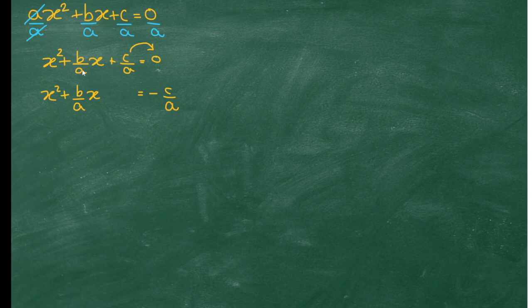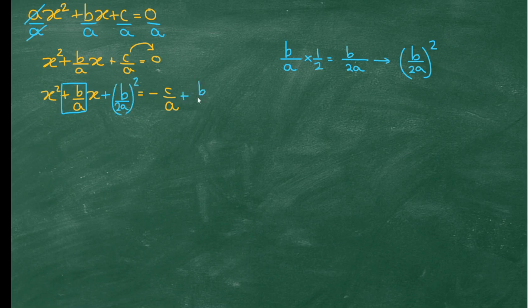Now to complete the square, I need to look at the coefficient of this. I need to half it, square it, and add it here. So let's do that. b over a times by a half is b over 2a. Then I need to square it. b over 2a, everything squared. So this is what I'm adding here. b over 2a squared. However, I have to do the same thing to the other side because this is an equation.